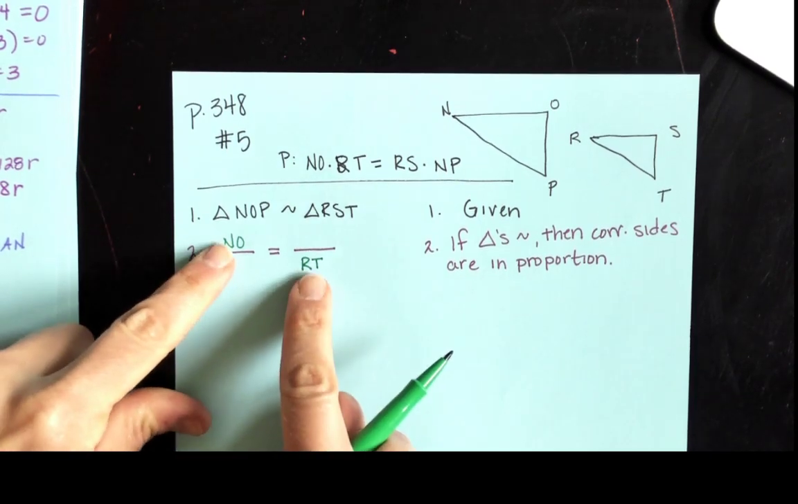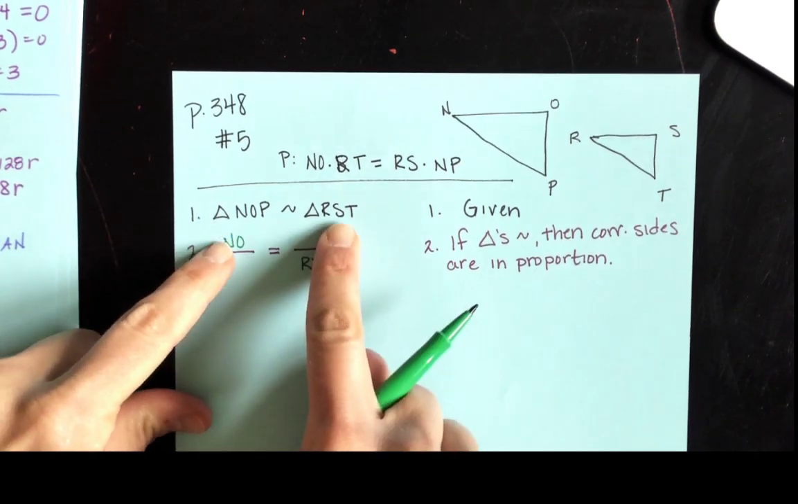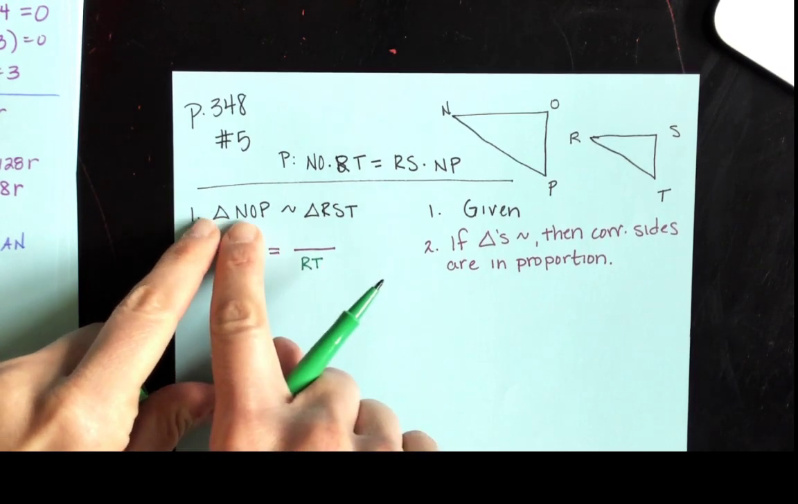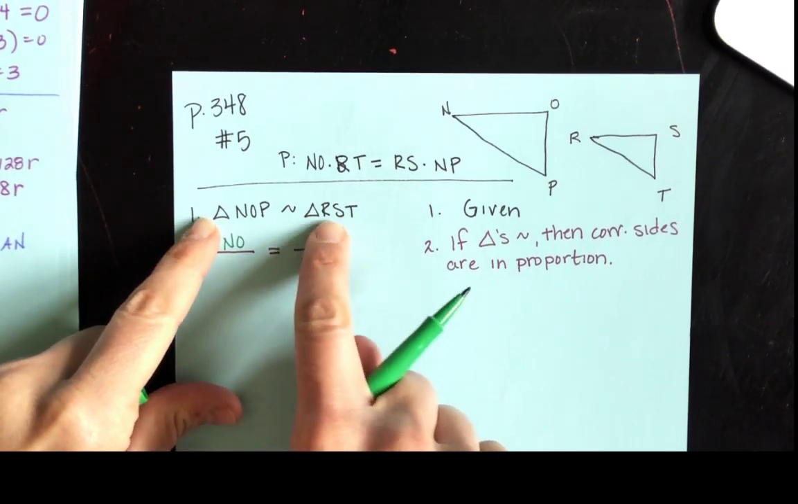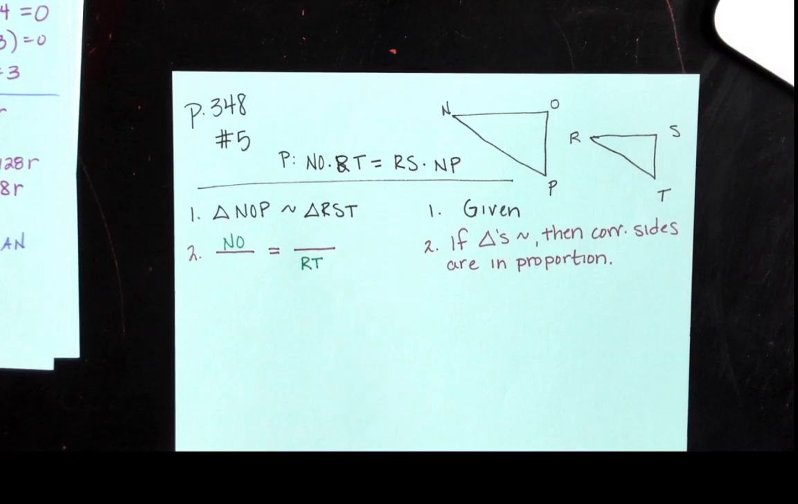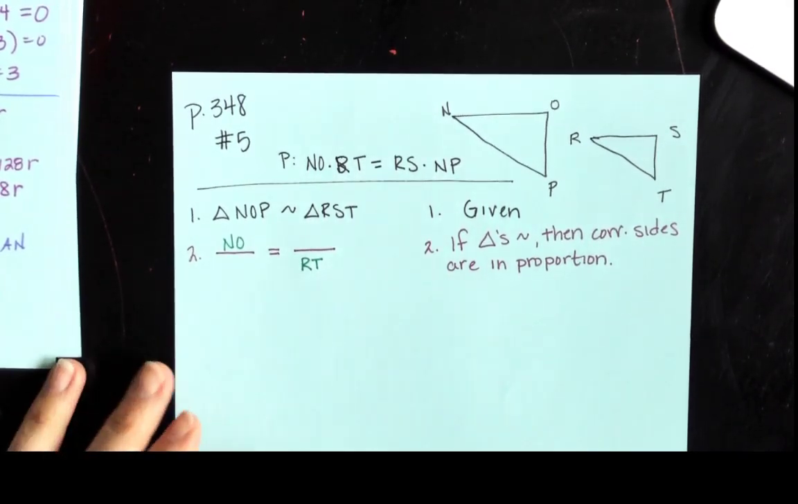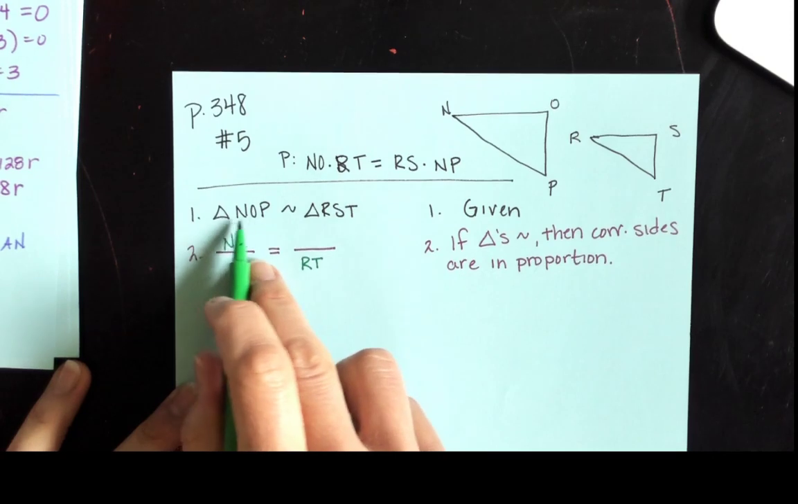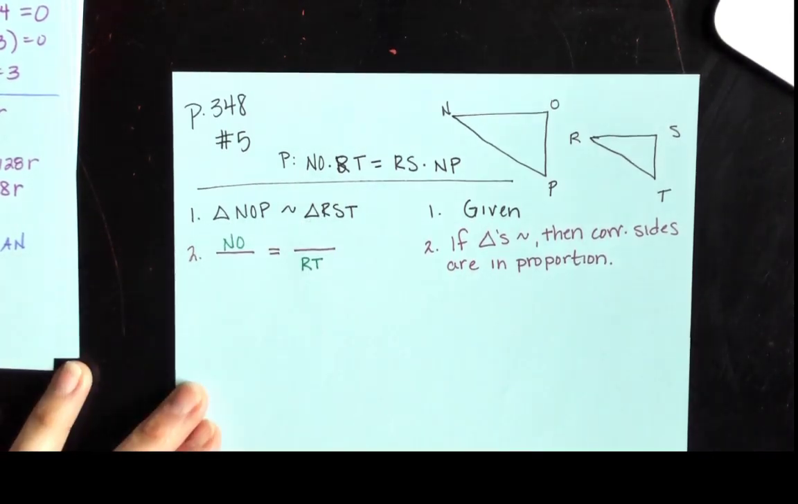Notice they don't correspond because they're not top to bottom. They're not side to side. They're cross multiplication, so it shouldn't be that NO and RT are in the same spots in my similarity statement. So then it does talk about RS and NP over here. Well, notice how NO and RS are in the same spot.